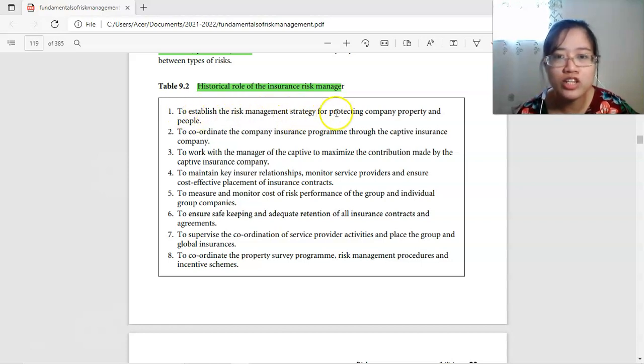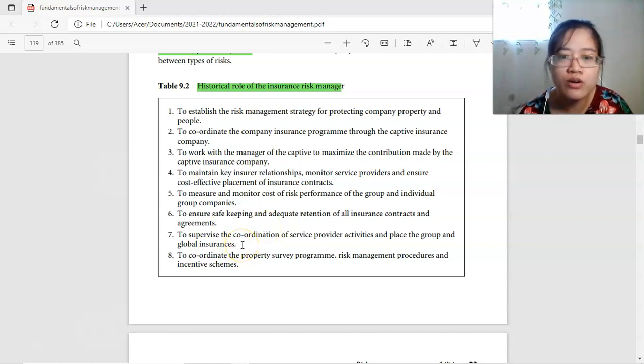Establish the risk management strategy for protecting company property and people. Coordinate the company insurance program through the captive insurance company. To work with the manager of the captive to maximize the contribution made by the captive insurance company. Maintain key insurers relationships. Monitor service providers and ensure cost-effective placement of insurance contracts. Measure and monitor cost of risk performance of the group and individual group companies to ensure safekeeping and adequate retention of all insurance contracts and agreements.